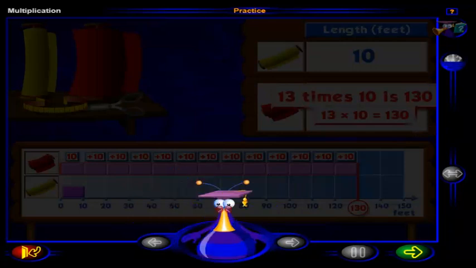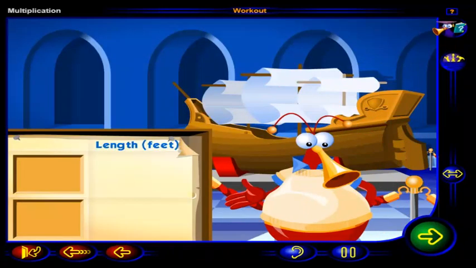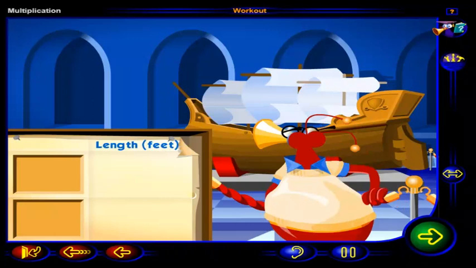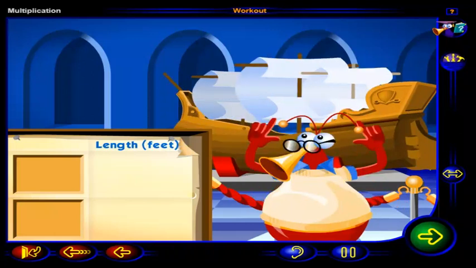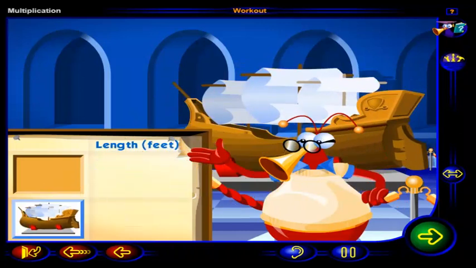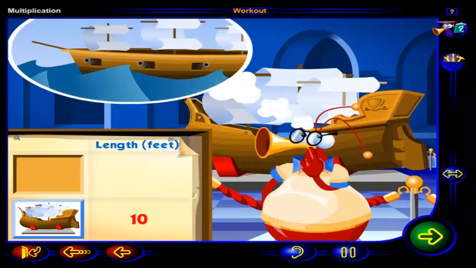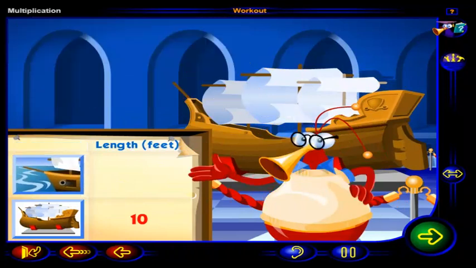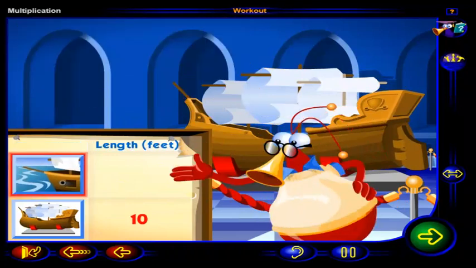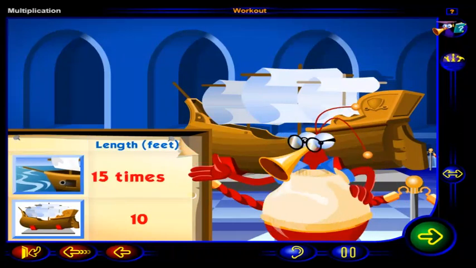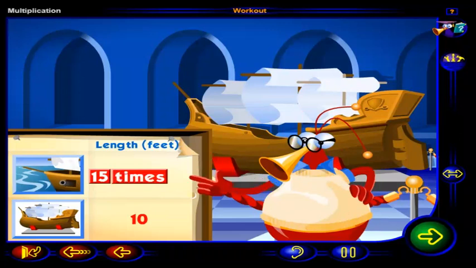Wow, look! A model of a pirate ship. Click on the model. This model is 10 feet long. But I wonder how long a real pirate ship was. Click on the picture of the pirate ship. Some pirate ships were about 15 times the length of this model, or 15 times 10 feet. Click on the word times.